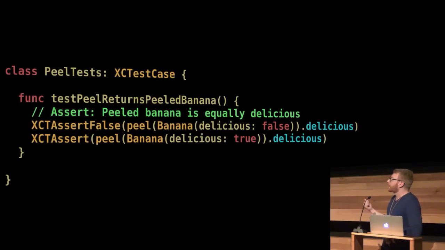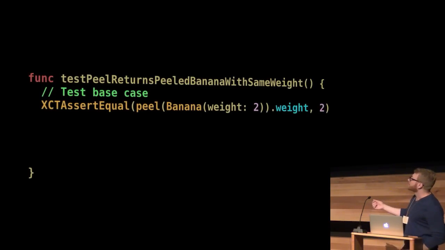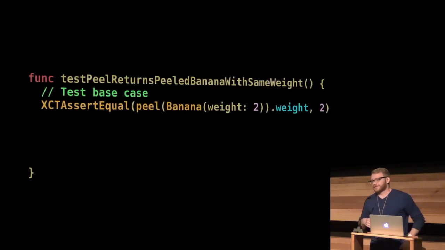So this is more complete, right? And this is totally possible with bools, because you only have two values. But what about if you have something that takes many values? What if you have an int? What if every banana had a weight? And after we peeled it, the peeled banana is just as heavy as the old one.